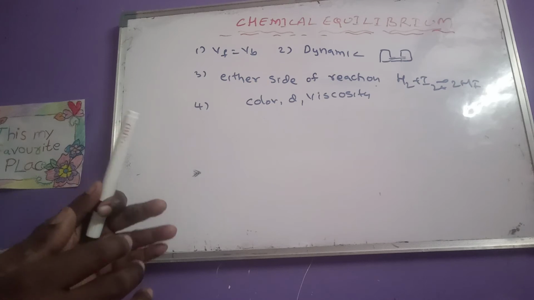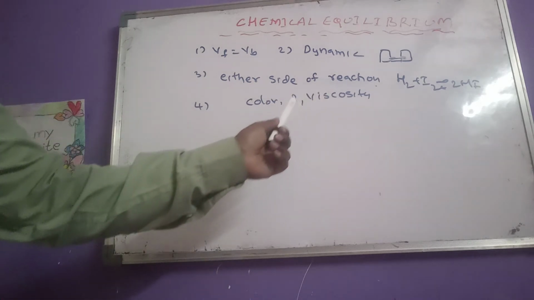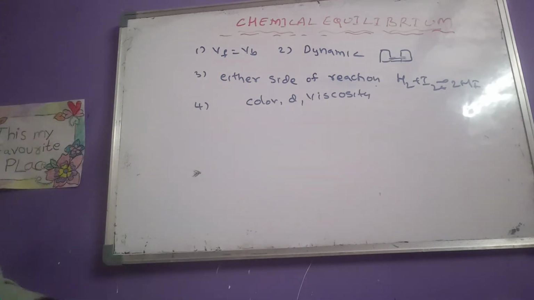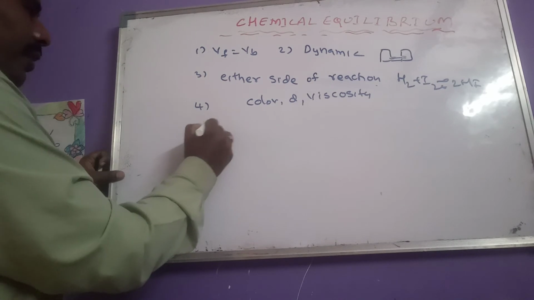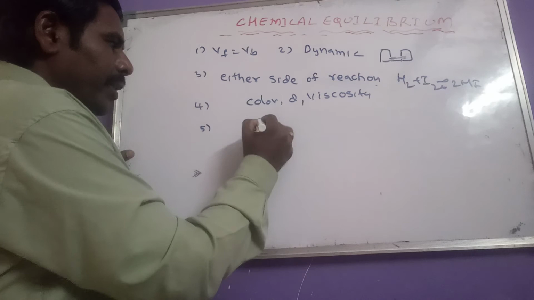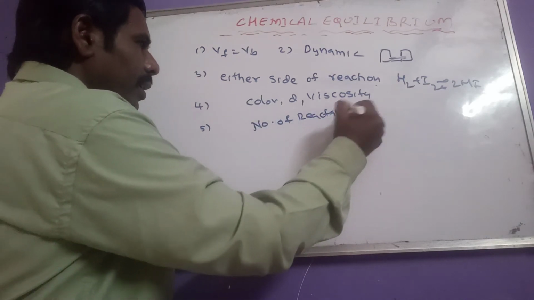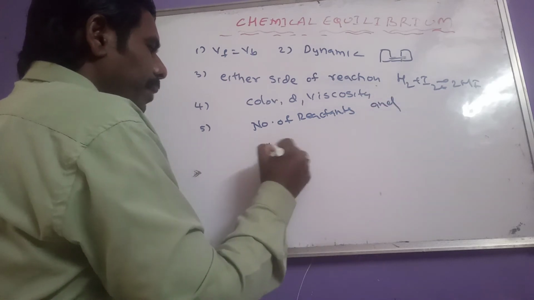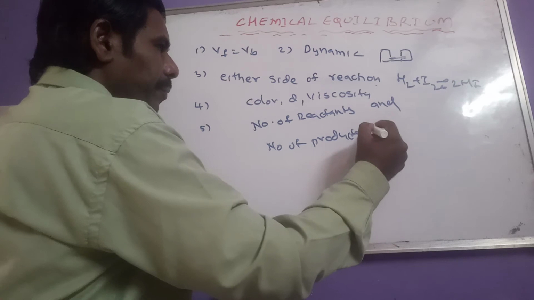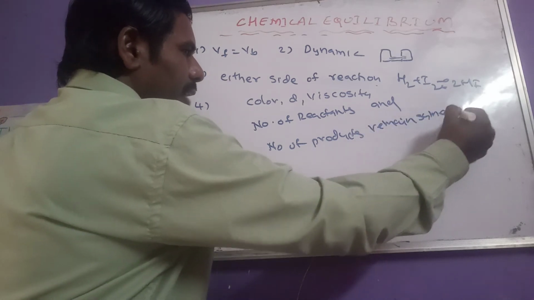They know, that means there is no change in those properties. There is no change in the physical properties like color, viscosity, density, etc. Okay, then another important thing is here. At equilibrium, the number of reactants and number of products remain the same without any change.